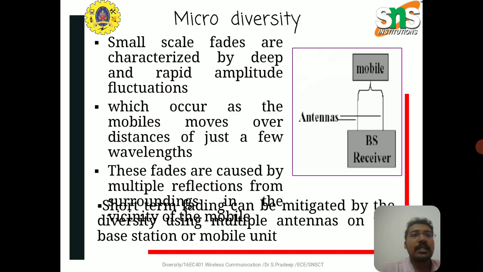Microdiversity. Small-scale fades are characterized by deep and rapid amplitude fluctuations, which occur as the mobile moves over a distance of just a few wavelengths. These fades are caused by multiple reflections from surroundings and are mitigated by diversity using multiple antennas on the base station or mobile unit.